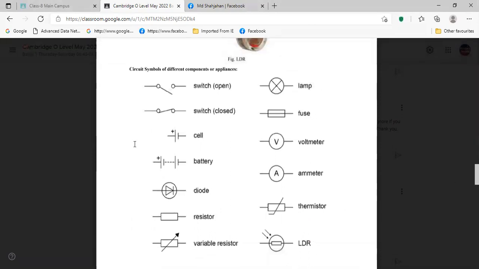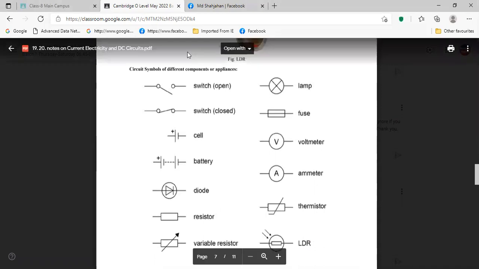Then we have cell. Beside cell, you write fundamental unit of power supply. Fundamental or basic. You can say basic unit of power supply.